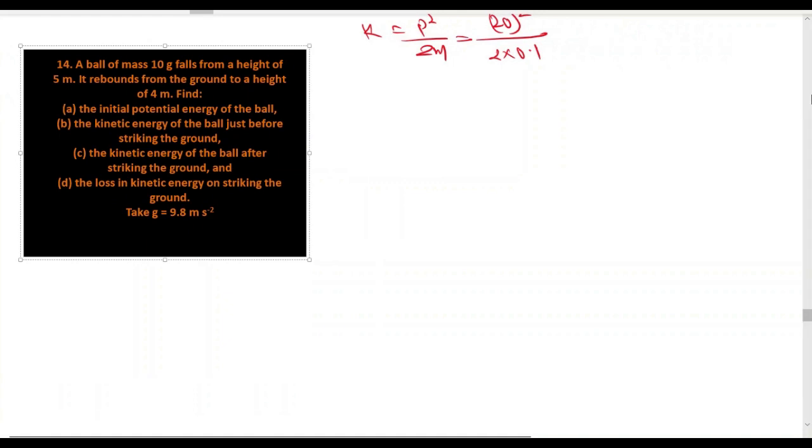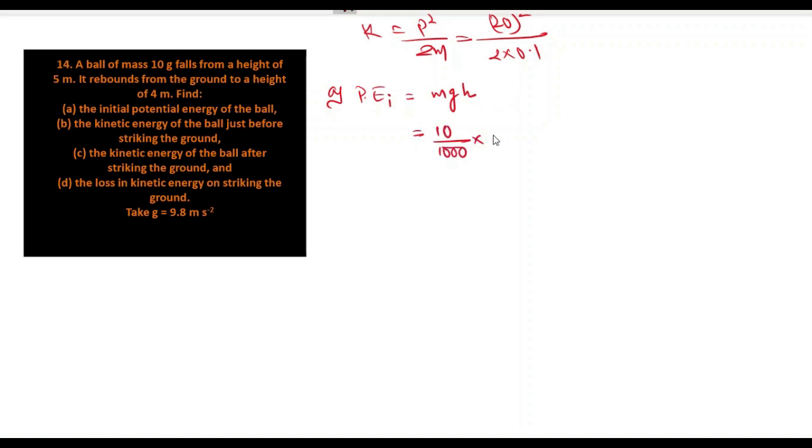A ball of mass 10 grams falls from a height of 5 meter. It rebounds from the ground to a height of 4 meter. Find the initial potential energy of the ball. Okay, let's find the initial potential energy, which is mgh. So mass is 10 grams, 10 upon 1000, we'll take it in kg. G is 9.8 as given in the question over here. H is 4 meter.